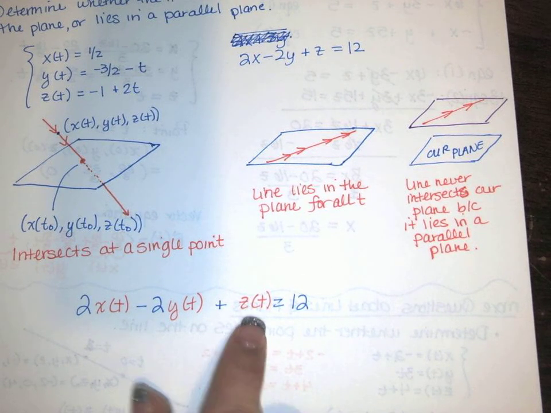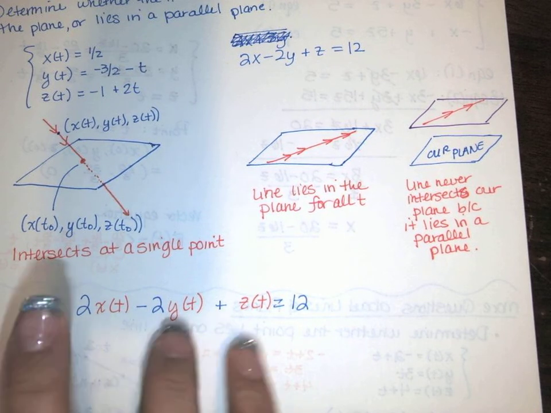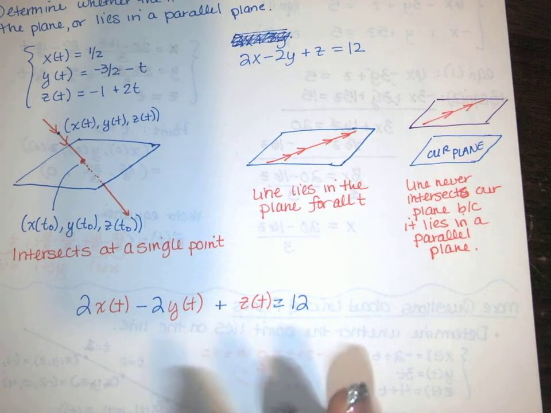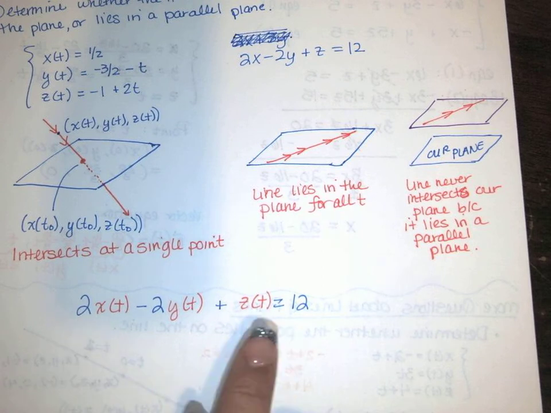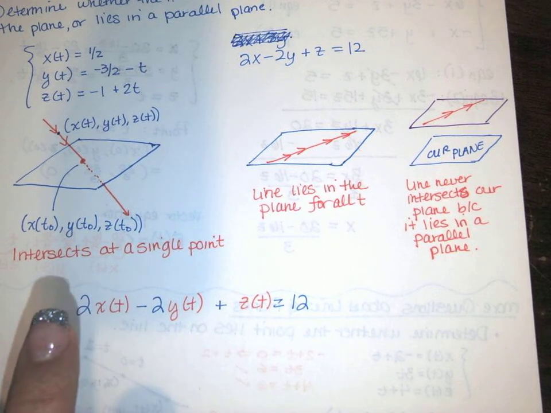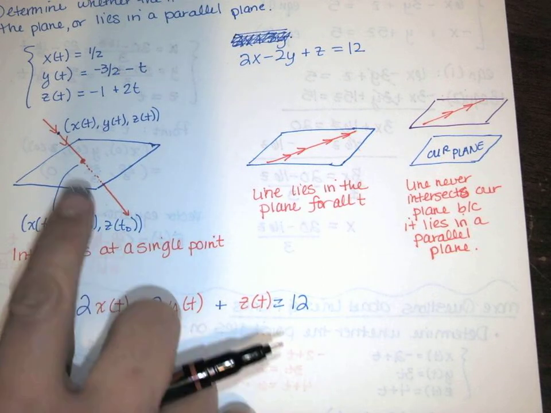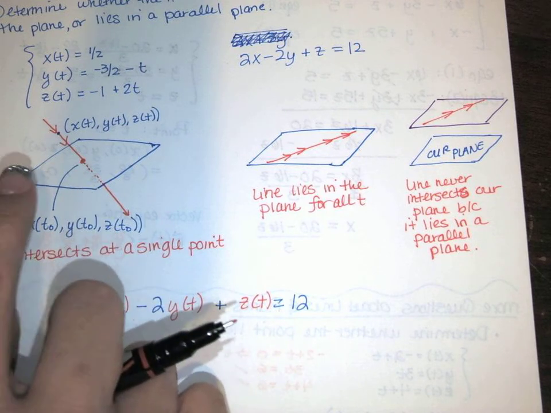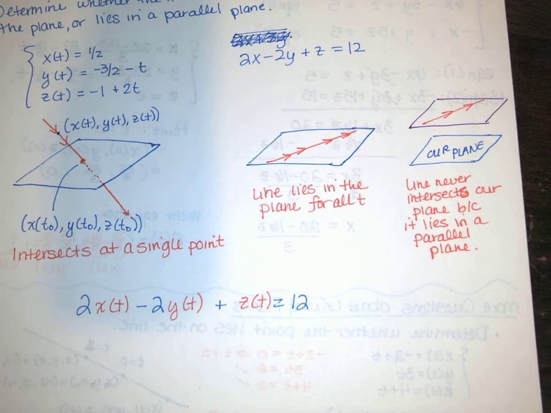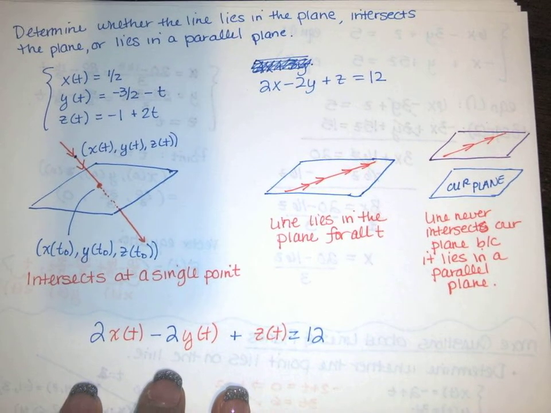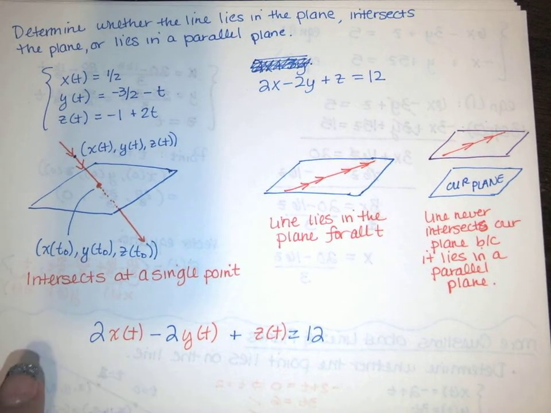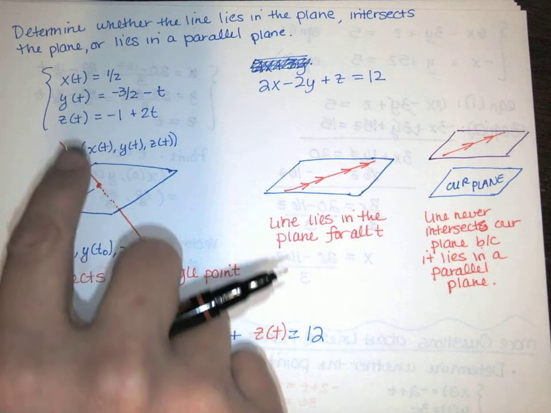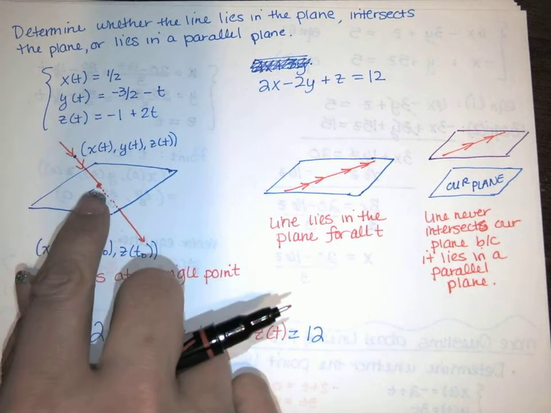Now if this is true for one particular value of t, if you do the algebra and you eventually get t equals 5, or t equals 10, or t equals -3, well that's telling you there is one point in time when that line crosses that plane. And at that point in time, we've got a point of intersection. Now it doesn't tell you what the point of intersection is. If you want the point of intersection, you've got to plug that t into your x of t, y of t, and z of t to get the location.